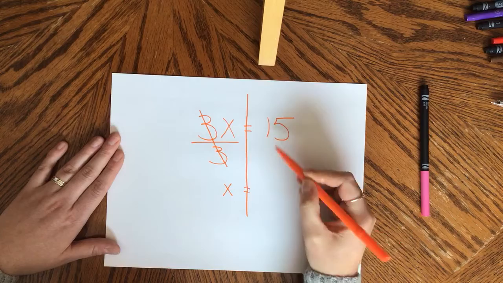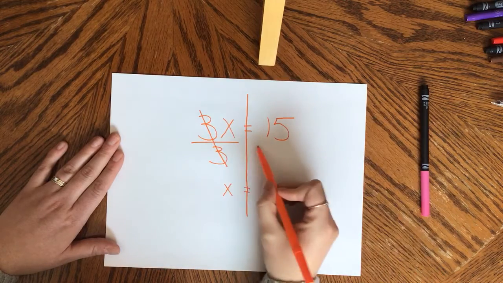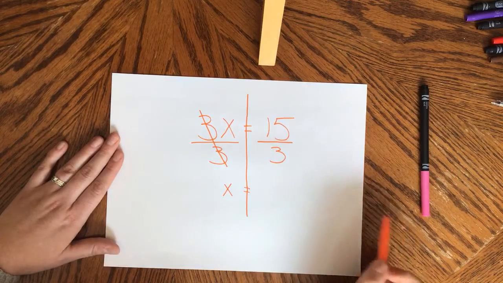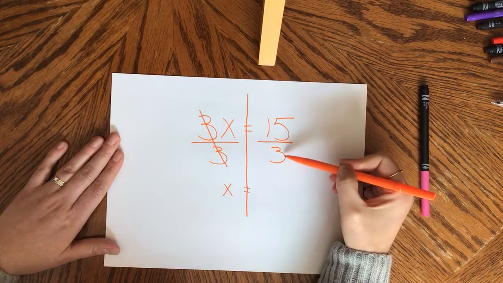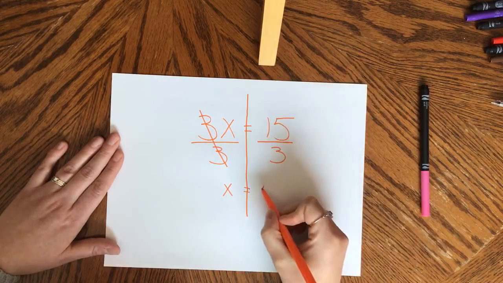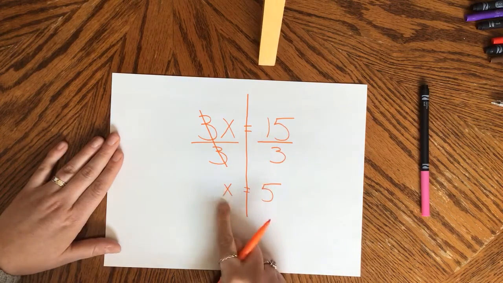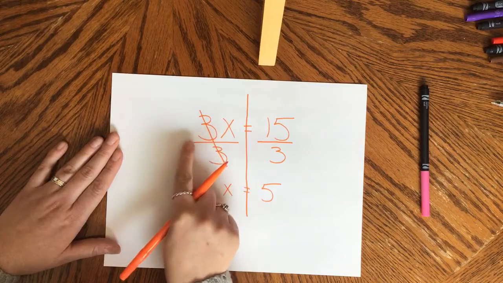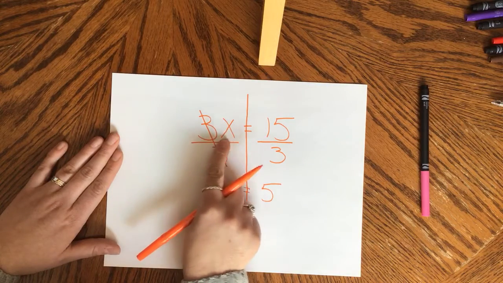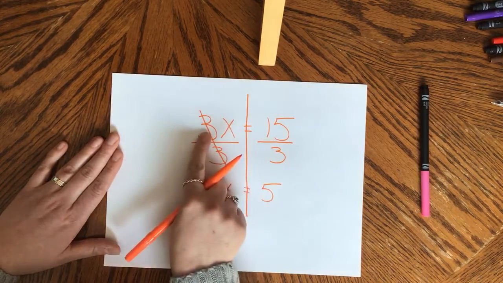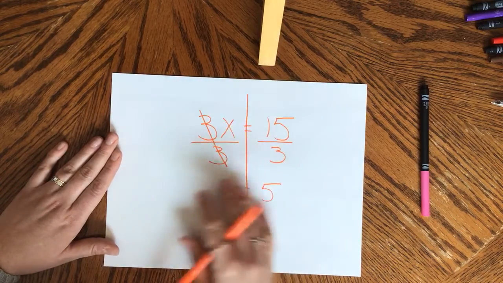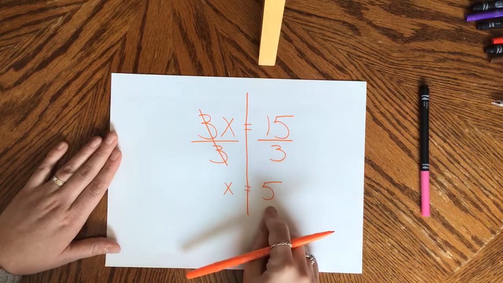So now I have x equals 15. If I divided by 3 on this side, I must divide by 3 on this side. 15 divided by 3 equals 5. x equals 5. Now if I come back to my original problem, I have 3 times a number equals 15. 3 times 5 equals 15. If that's correct, then I know that I did my problem correctly.